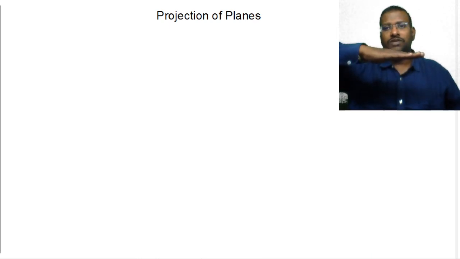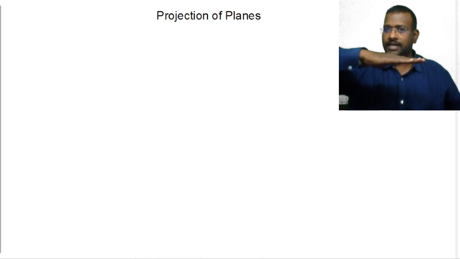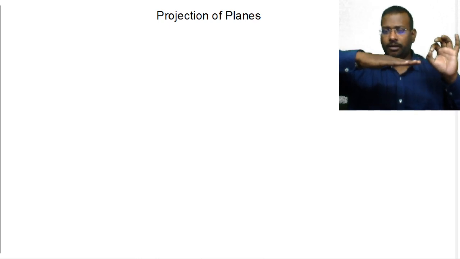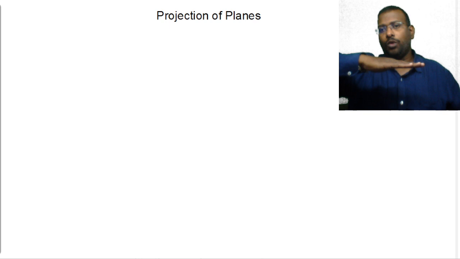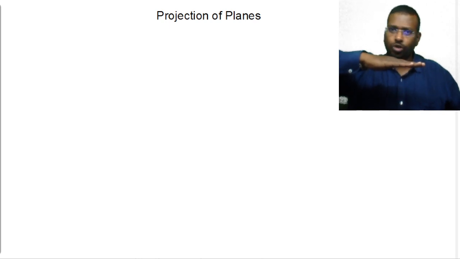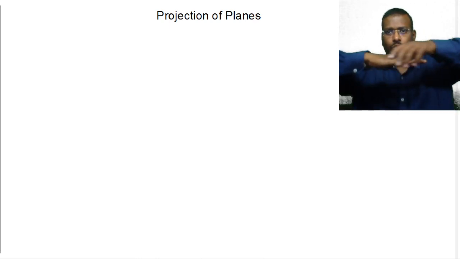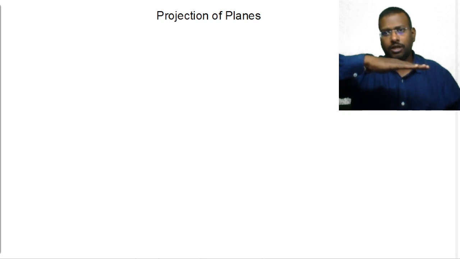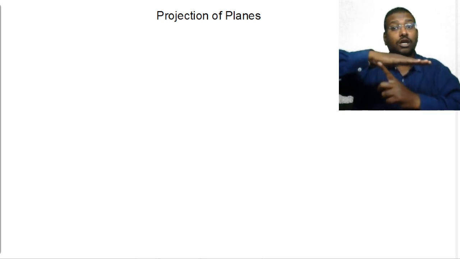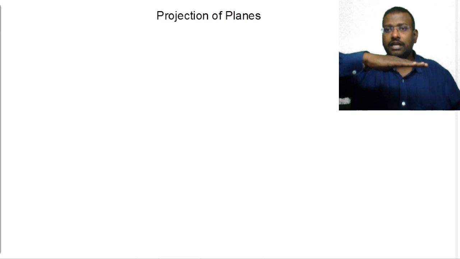Good. So once it is parallel to HP, which view should we draw first? The view in which we are going to get the true shape, that view we should draw first. So in this case, the true shape, the palm shape, can be obtained in the top view. So when the plane is parallel to HP, we should draw the top view first, because I am going to get the true shape in the top view. But what is the other view, sir? It is a straight line.